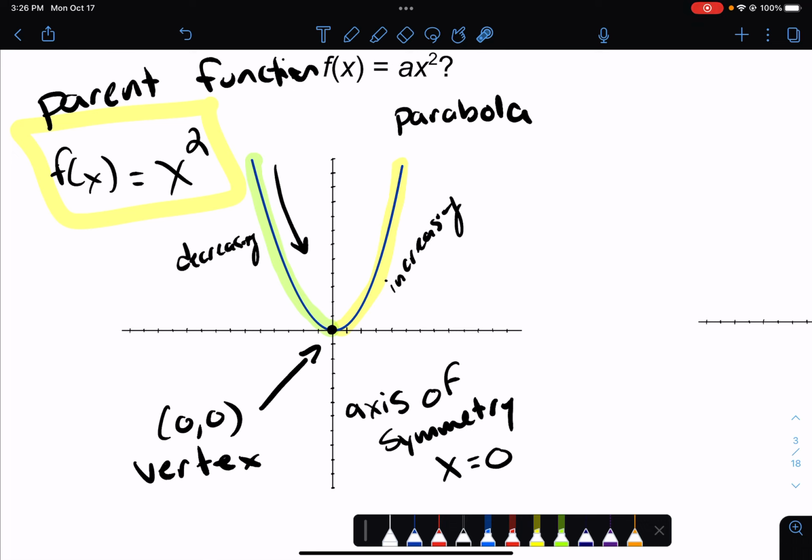All right, so what happens if I put an a or some other number in front of x squared? What happens if I put a value in front of that x squared?